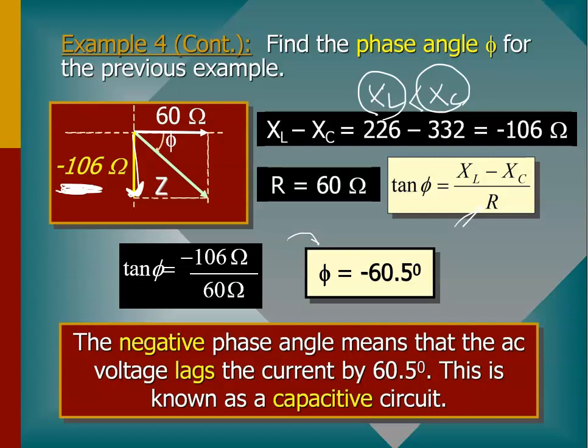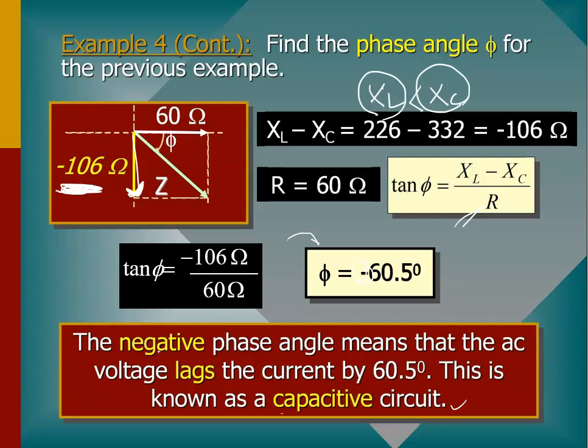So your theta is equal to negative 60.5 due to negative 106. The negative here actually represents this, right? A negative phase angle means that the AC voltage lagged the current by 60.5 degrees. This is known as a capacitive circuit.